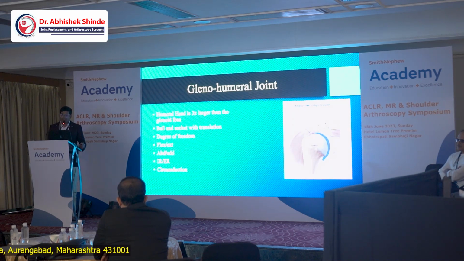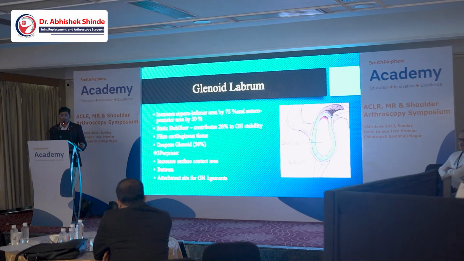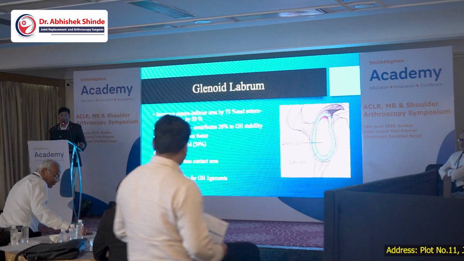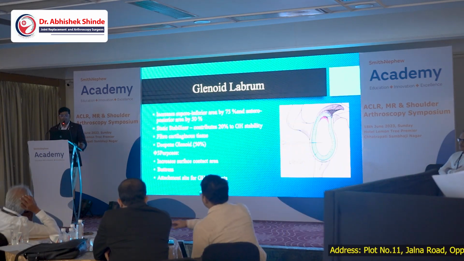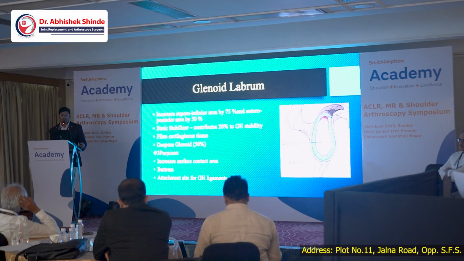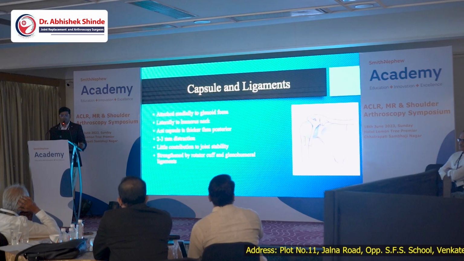In the glenohumeral joint, the humeral head is about 3 times larger than the glenoid fossa. It's a ball and socket joint. Degrees of freedom are flexion, abduction, adduction, internal rotation, and circumduction. The glenoid labrum increases the superior-inferior area by 75% and the anterior-posterior area by 50%. It's a static stabilizer. Fibrocartilaginous tissue deepens the glenoid, and the 3 main purposes are to increase the surface contact area, act as a buttress, and serve as an attachment site of the glenohumeral ligament.